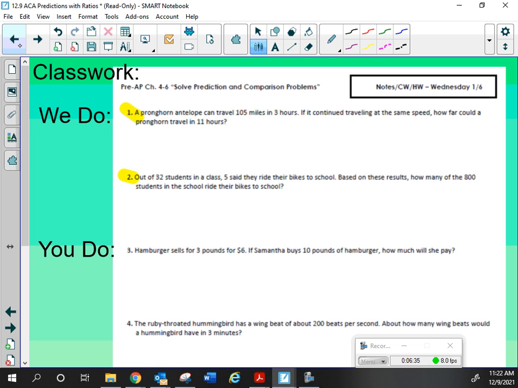The first problem says a pronghorn antelope can travel 105 miles in 3 hours. If it continues traveling at the same speed, how far could a pronghorn travel in 11 hours? Now, what do you think we're going to be using? A proportion. What 2 units did it talk about in this problem? Hours and miles. I usually do miles per hour, so that's what I'm going to do. Technically, I could do it either way, but I just like it like that. Okay, so class on this side, I'm going to put 105 over 3, and then that 11 is going to go on the bottom.